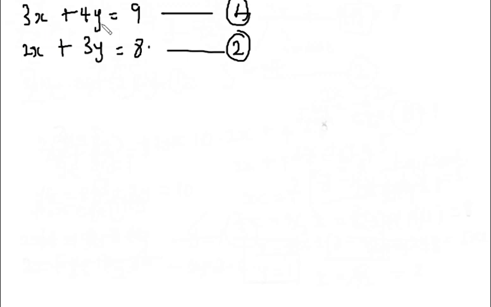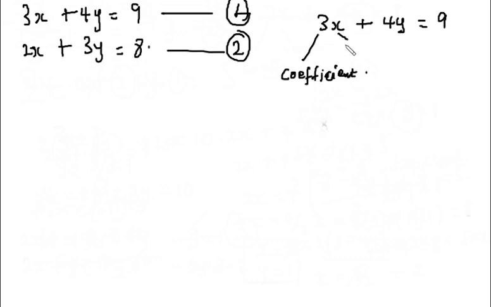Now, there's something I want you to know before we jump into this. Let's say this is 3x plus 4y is equal to 9. This 3 is called a coefficient. And then this x is called a variable. The same thing for here: 4 is called a coefficient, and y is called a variable. And this is called a constant.